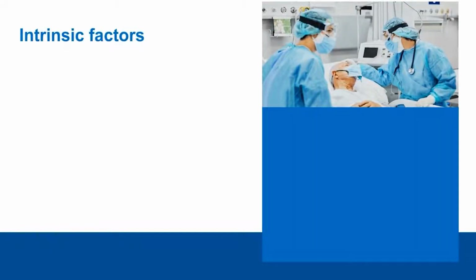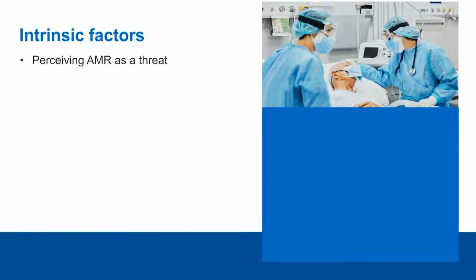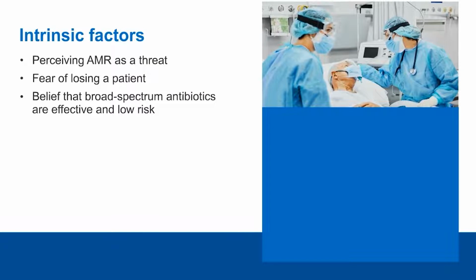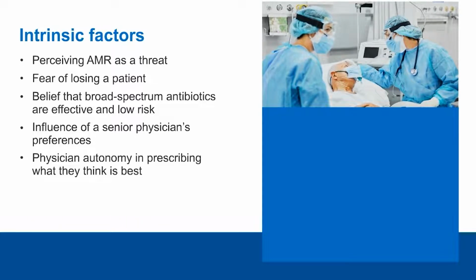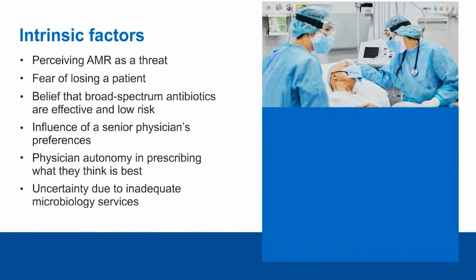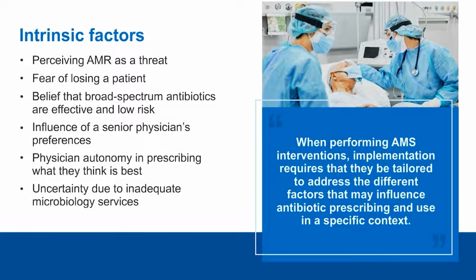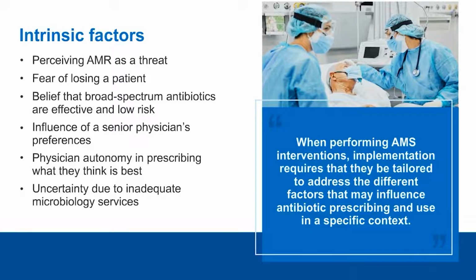Intrinsic factors may also influence antibiotic prescribing behaviour and need to be addressed. Examples of intrinsic factors include perceiving AMR as a threat, fear of losing a patient, belief that broad-spectrum antibiotics are effective and low risk, influence of a senior physician's preferences, physician autonomy in prescribing what they think is best, uncertainty due to inadequate microbiology services. When performing AMS interventions, implementation requires that they be tailored to address the different factors that may influence antibiotic prescribing and use in a specific context.